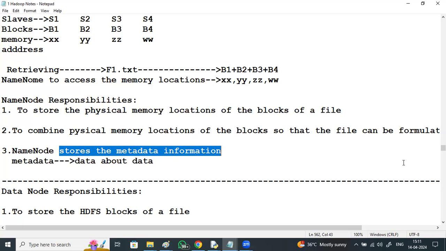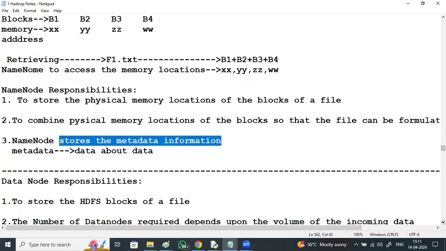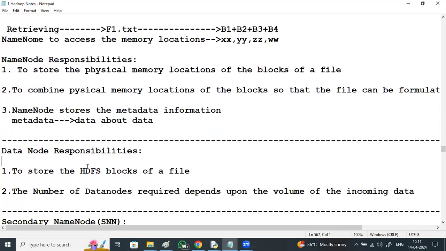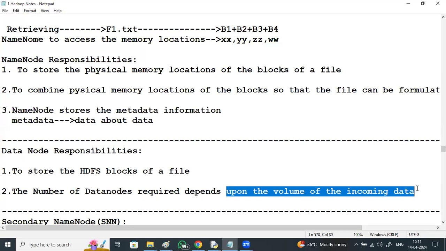Next is the data node responsibilities. There is only one responsibility of the data node: to store the HDFS blocks, the blocks of a file. Processing is handled by separate processing components. The data node's responsibility is only storing the data blocks. The number of data nodes required depends upon the volume of incoming data.